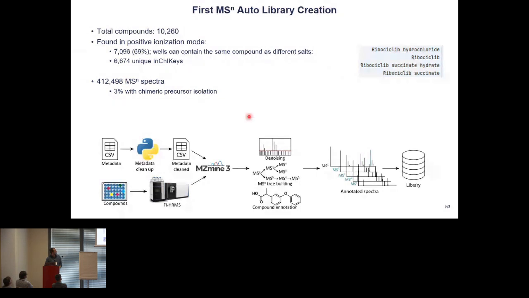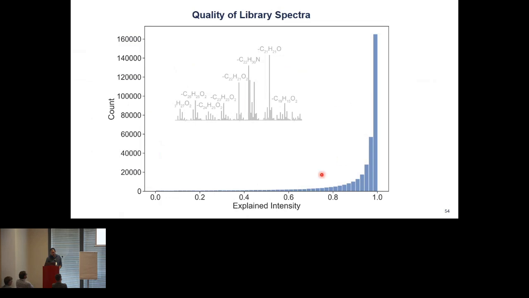And then we use this library building workflow on that. We check the quality of the spectra, and here you can see that the vast majority of the spectra was actually perfect, and overall the quality was acceptable, I would say. So this approach works for producing libraries in high throughput.